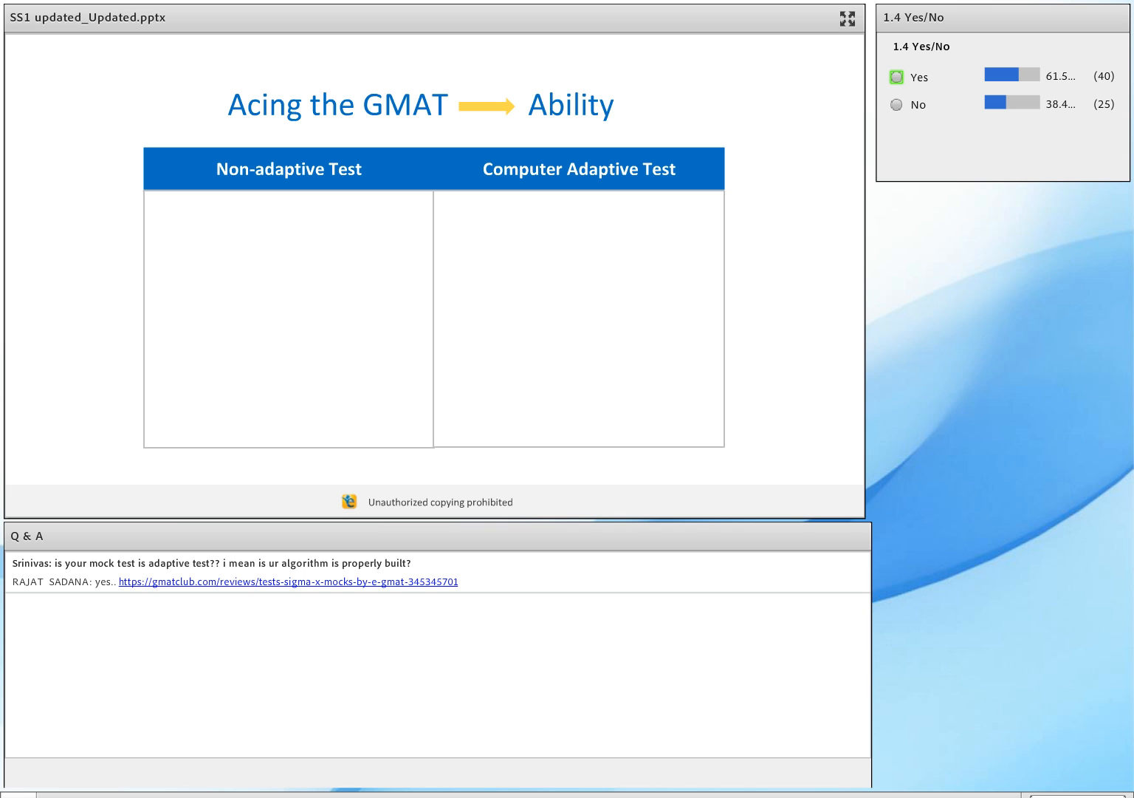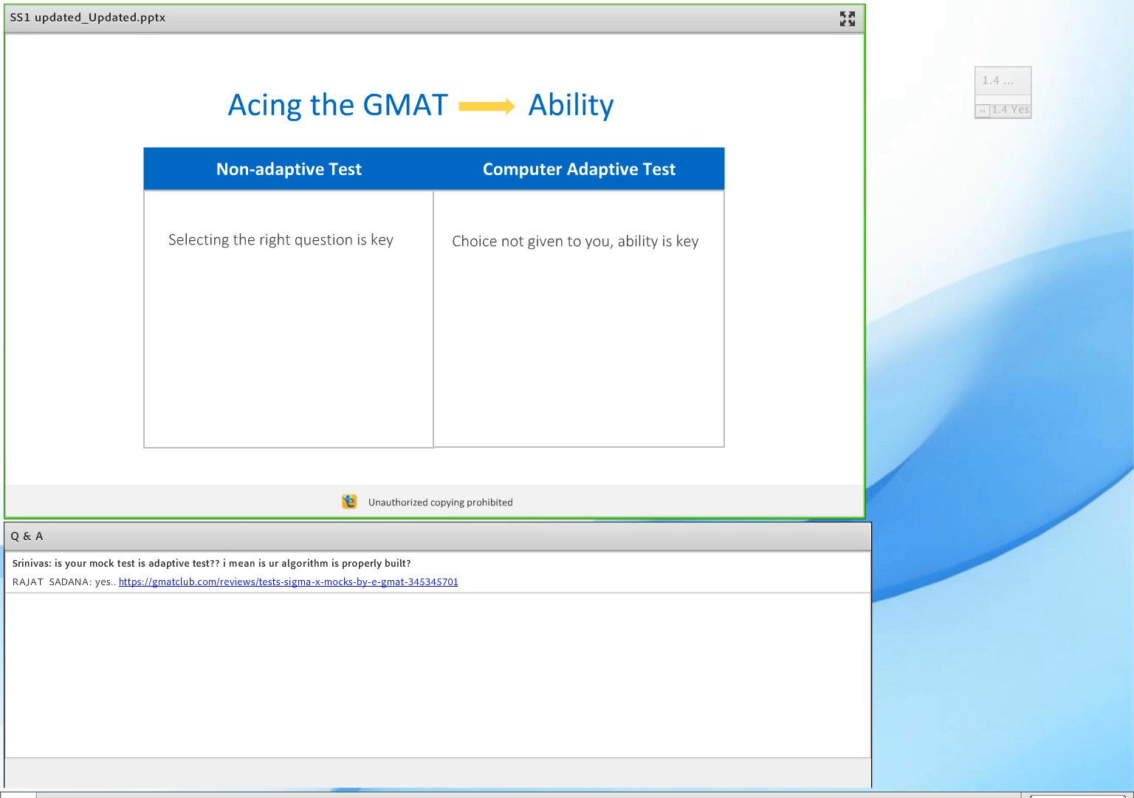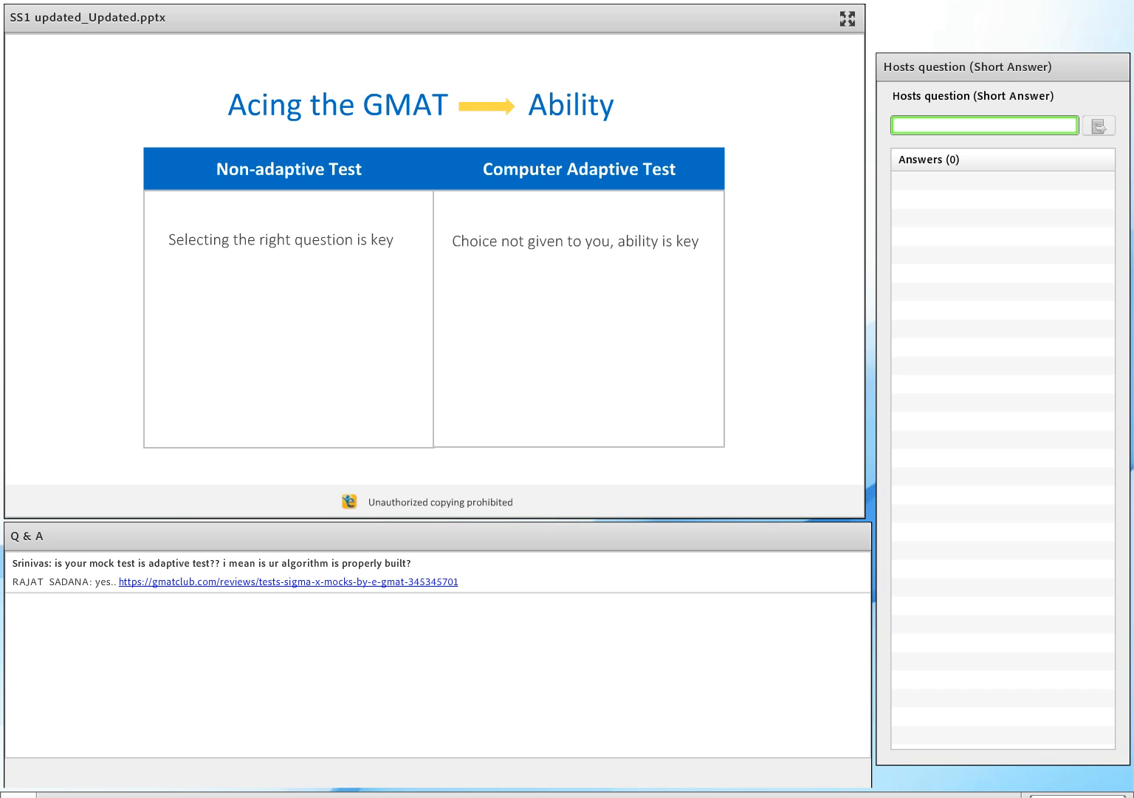So the Indian equivalent of the GMAT, which is the CAT, is a very popular test. Same thing in the GRE as well. In the non-adaptive test, you get a bunch of questions and you get more questions than you can answer. Some of those questions are easy, the others are medium difficulty level, and a few questions are hard. So the key to acing the test is to first solve easy questions, then solve medium difficulty questions, and then if you have time left, move towards the hard questions. So the key to acing the test, in other words, becomes selecting the right question.